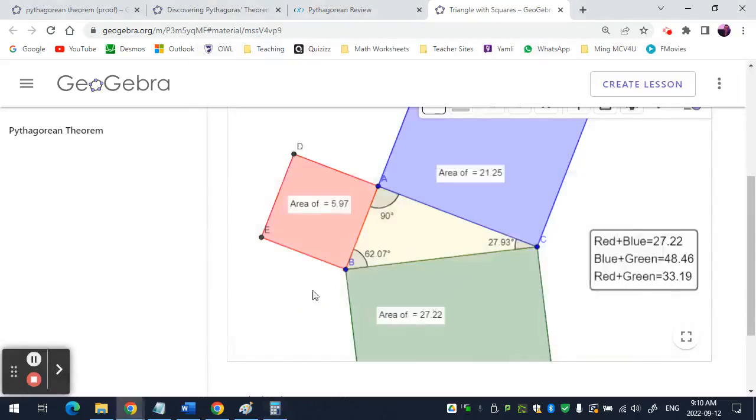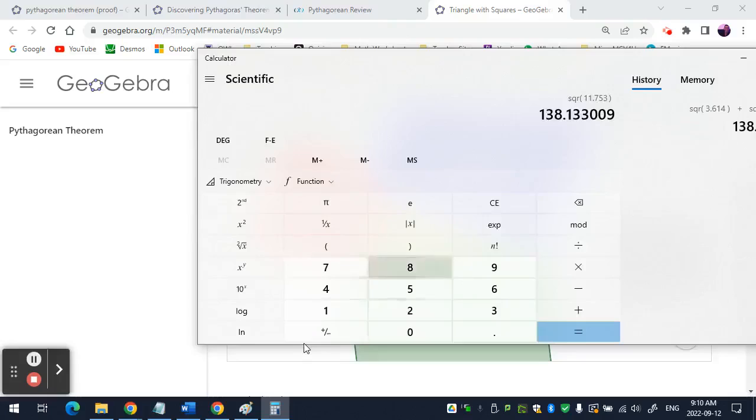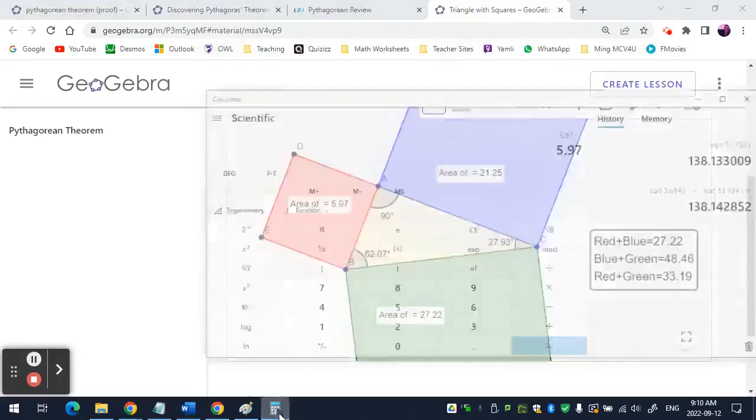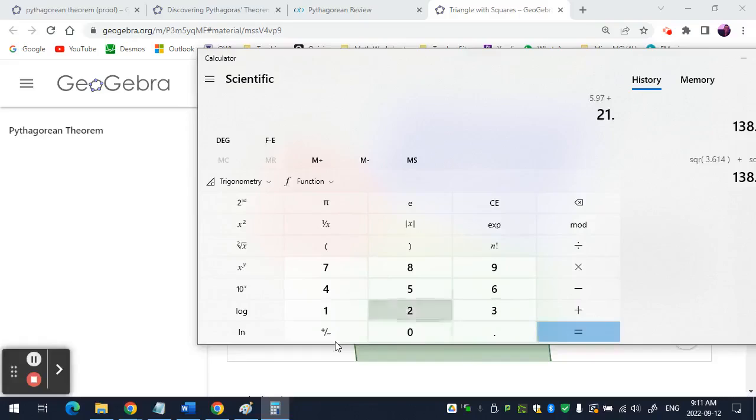What was the 5.97? So remember with me, 5.97 plus. What's the next one? 21.25. 21.25. 27.22.